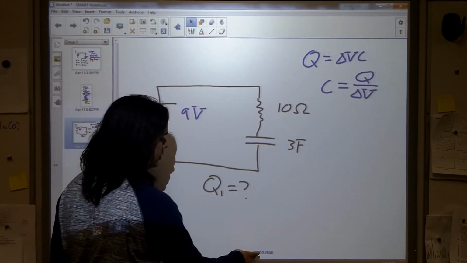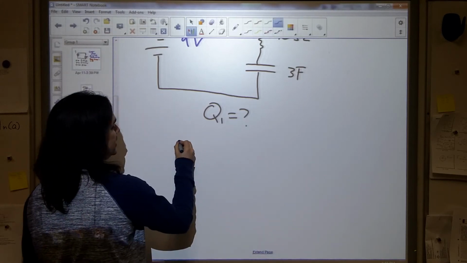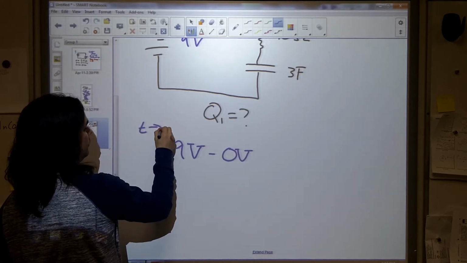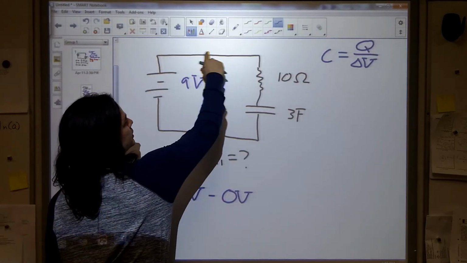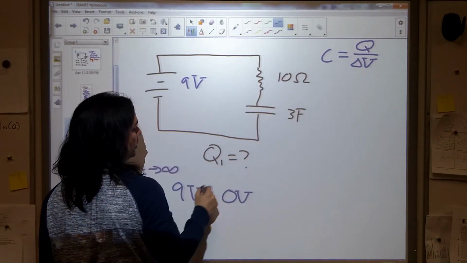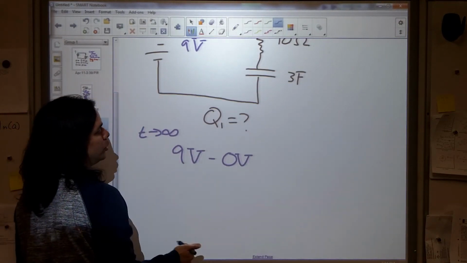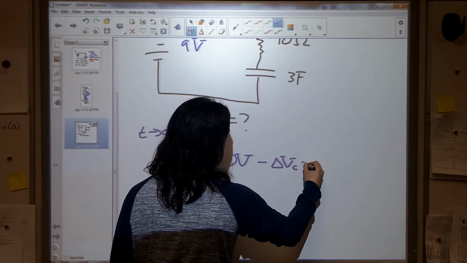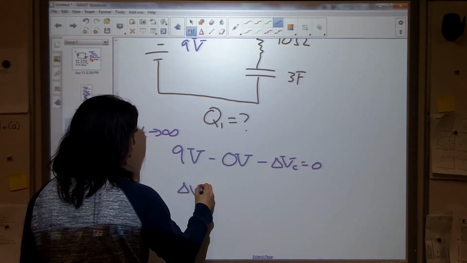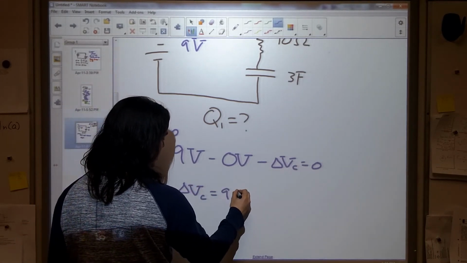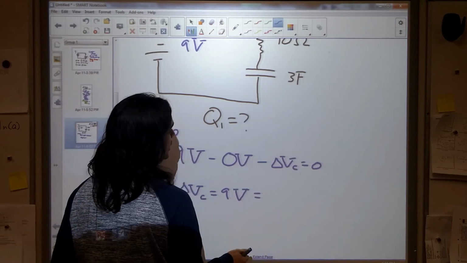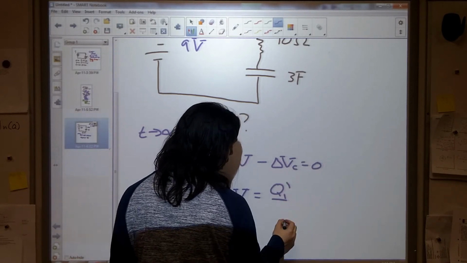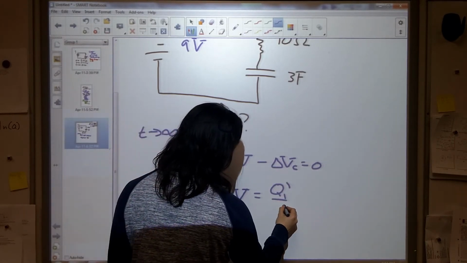is a function of the potential difference. In fact, once again, in this case, I'd have 9 volts minus 0 volts as time goes to infinity. Because the current would grind to a halt, I have nothing going through the resistor, and therefore no potential drop over it, minus my delta V of the capacitor equals 0. In that case, with the new battery, delta VC at the end is 9 volts, and that would be equal to, as we talked about before, Q final prime, in this case, I could call this prime, divided by C.